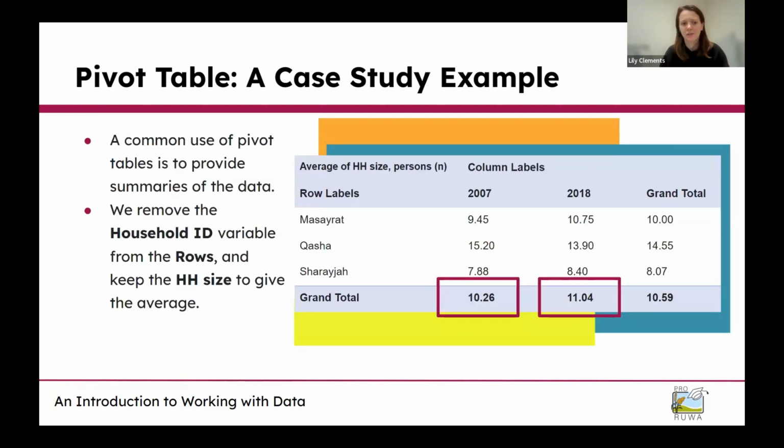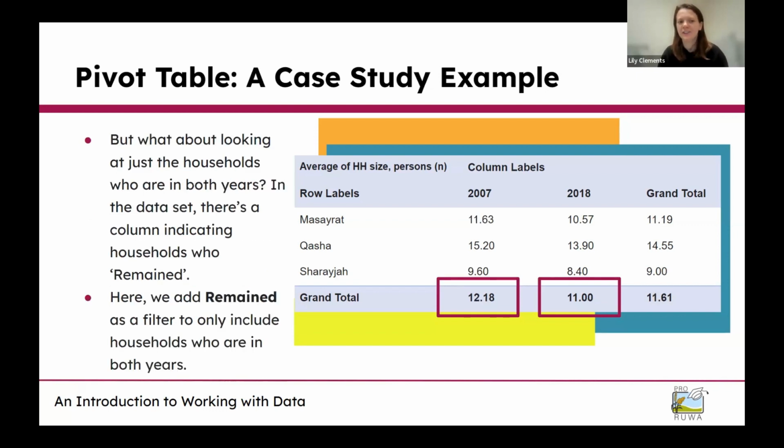A common use of pivot tables is to provide summaries of the data. So we remove the household ID variable from the rows, and we keep the household size to give the average. So here we can see that in 2007, the average household size was 10.26. In 2018, the average household size had increased slightly to 11.07.